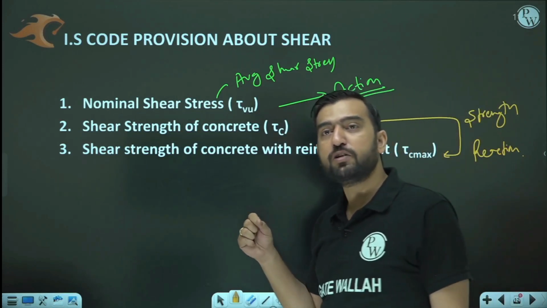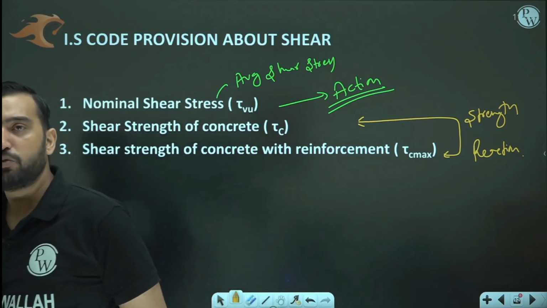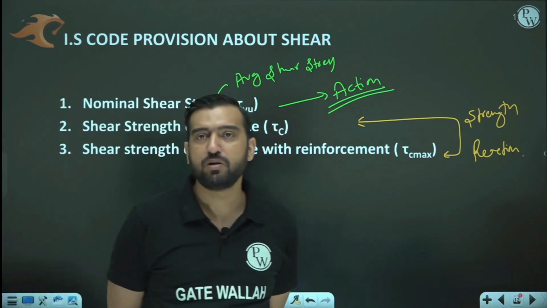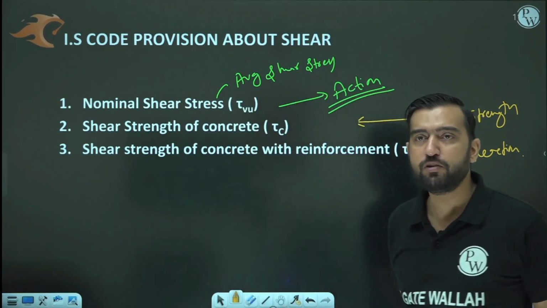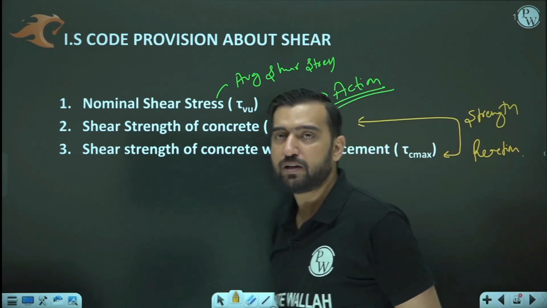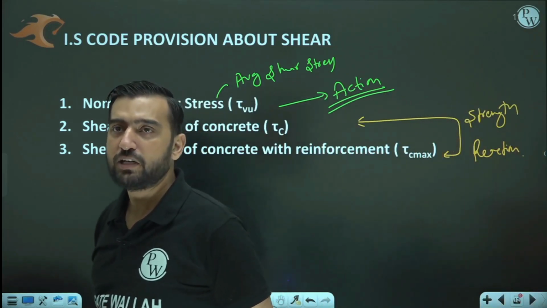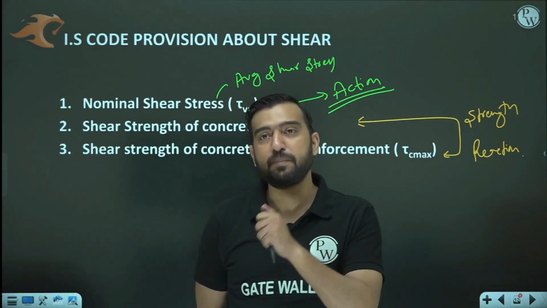If tau vu is going to lie between tau c and tau c max, in that case you have to design your shear reinforcement, shear stirrups. And if tau vu is greater than tau c max, in that case, my dear friends, you need to revise your section. And what is tau c and tau c max? Tau c is the lower limit of the strength and tau c max is the upper limit of strength.